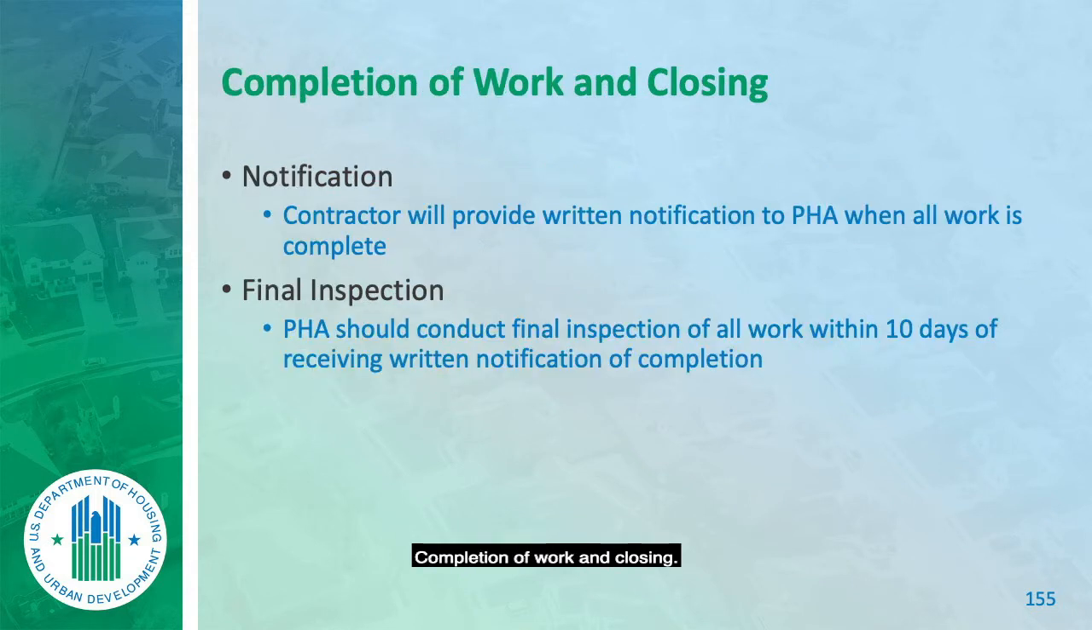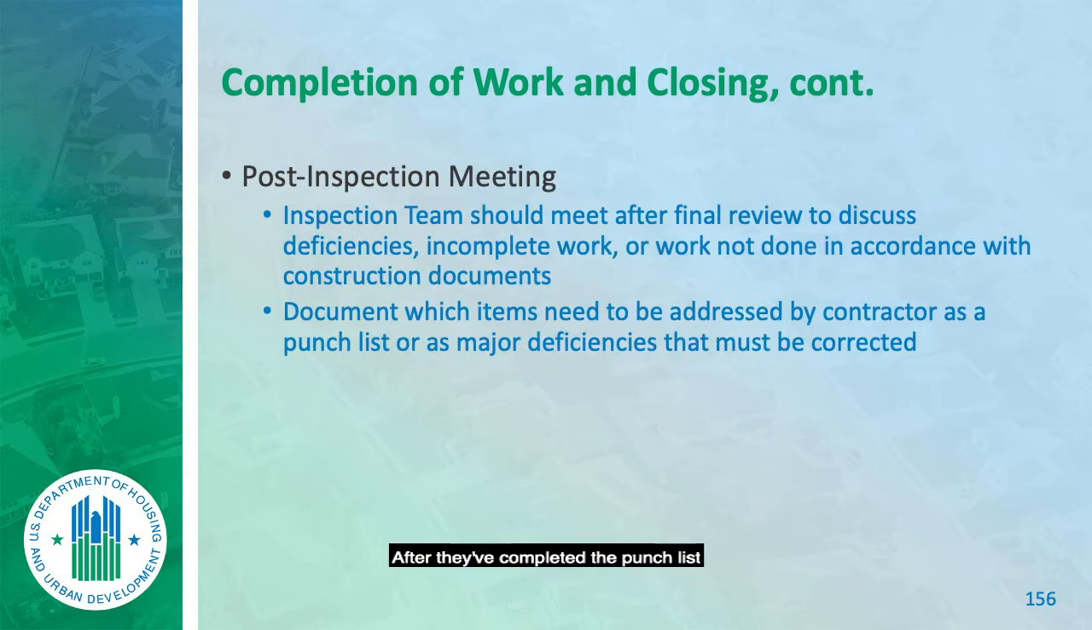Completion of work and closing. Contractor will provide written notification to the housing authority that all work is complete. By the way, we conduct the walkthrough and do the punch list. It's not always completed. Seldom is it ever completed. I can't remember a time when it was. After they've completed the punch list, we'll go and look again. If there are any deficiencies, we may write them up again.